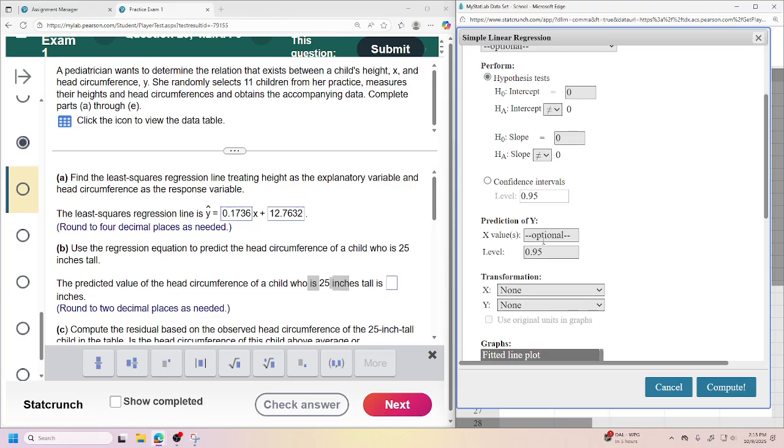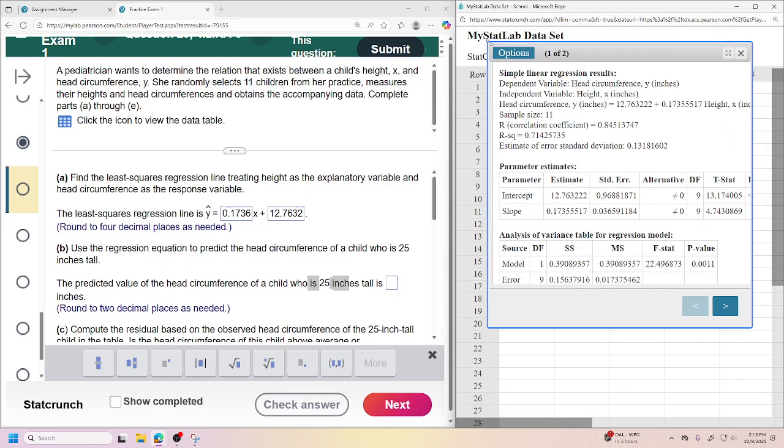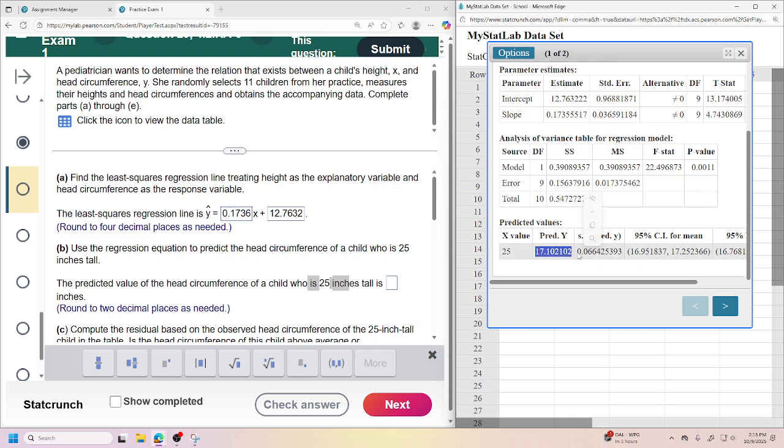Sure. Yep. So I'm going to go here and put 25 in. And you could use the calculator and do it that way. Definitely. Yeah, that definitely works. Also, you could do it this way and you get your number.